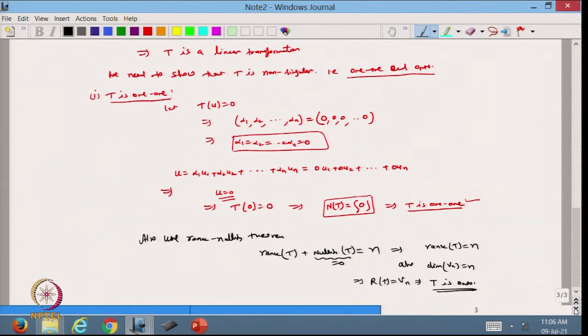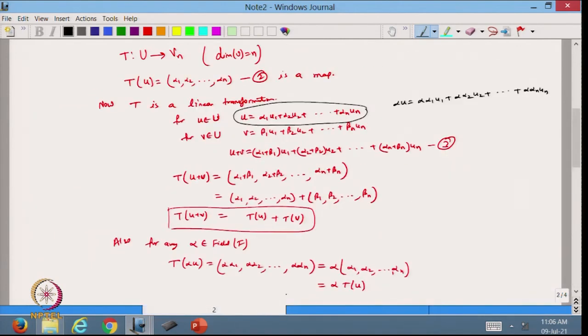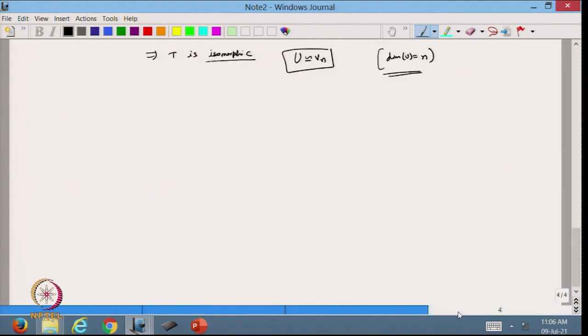So if it is 1-1 and onto, then we can say that T is an isomorphism, and from here I can say that U is isomorphic to Vn, given that the dimension of U is n. So this is a very powerful theorem, because it shows that if I choose any vector space of dimension n, then I can define a map which is an isomorphism to Vn. So this is the way we can use this theorem.